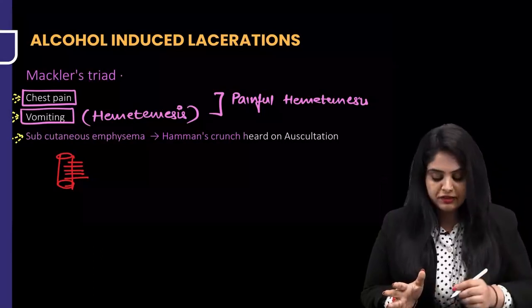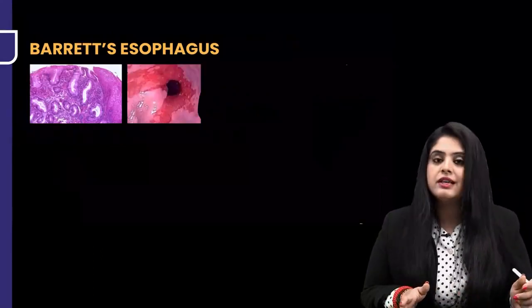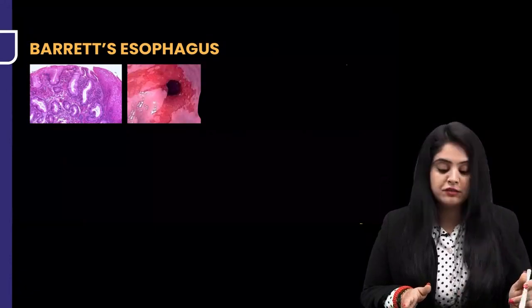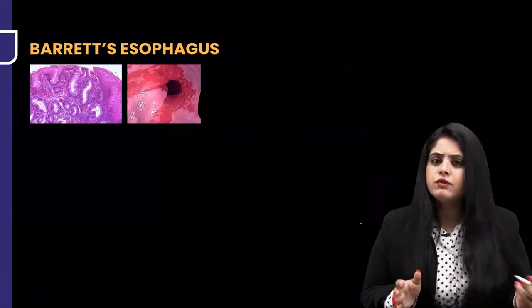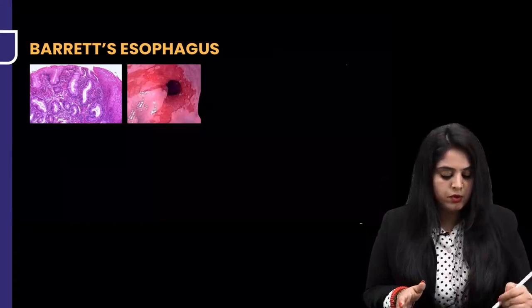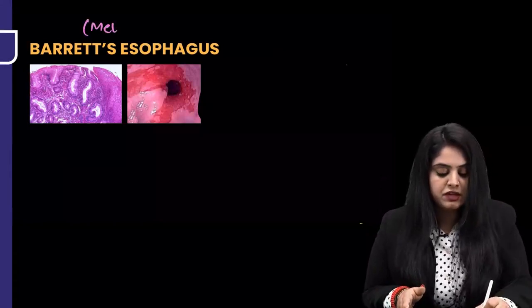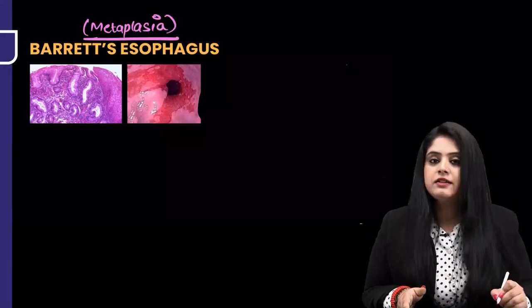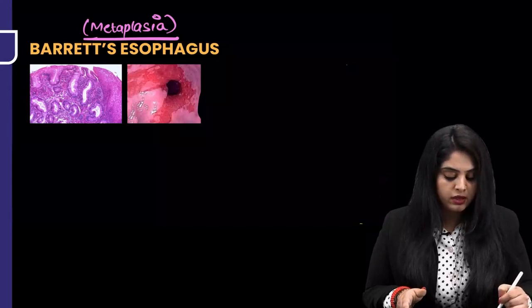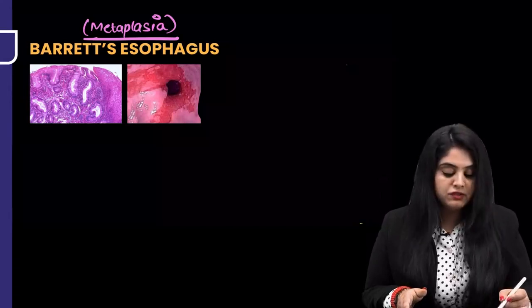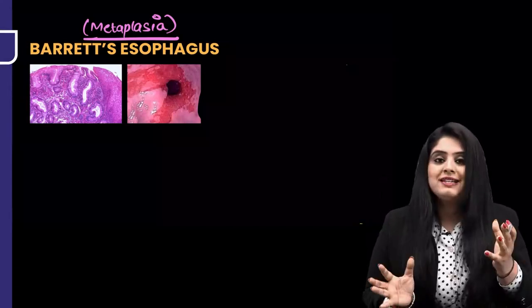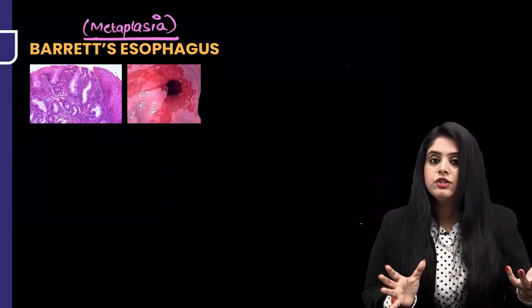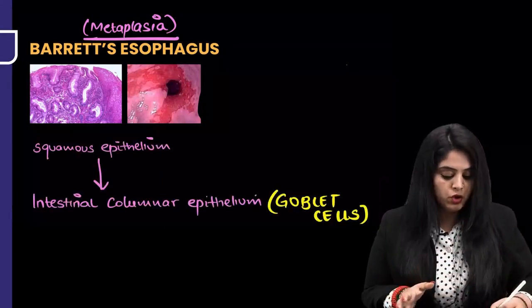Now, having discussed this, we move on to the next disease, and that is going to be Barrett's esophagus. I've already taught you this way back in the first chapter, because I hope you all remember that Barrett's esophagus was a type of metaplasia, isn't it? We're going to quickly revise it. When I'm talking about Barrett's esophagus, please note that if it's a metaplasia, one thing has to change into the other. So what is changing to what?